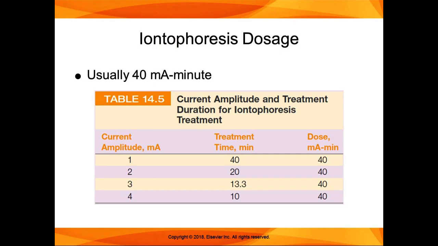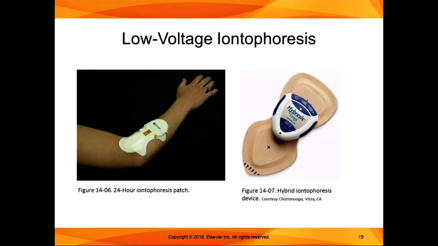There is another low voltage ionto application, which is a 24-hour iontophoresis patch. And actually in the clinic where I work, that's what we use the most for iontophoresis. Basically it's like a big Band-Aid, and it has 2 electrodes and a battery pack embedded in it. You inject the medication into one electrode, and you put sterile saline in the other electrode, and you put it on the person like a Band-Aid, and they leave it on for 24 hours and then they take it off.